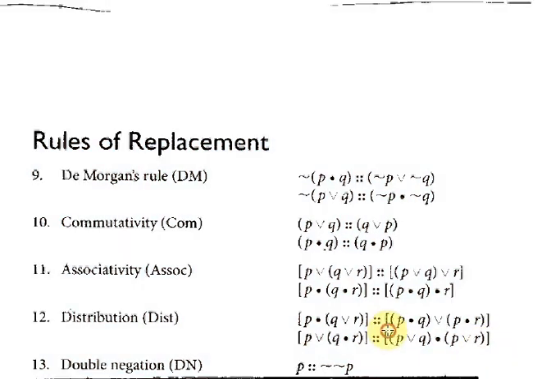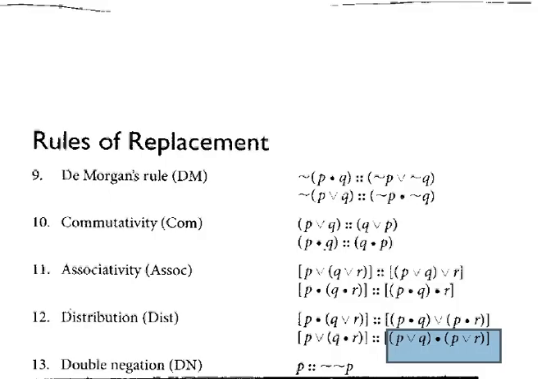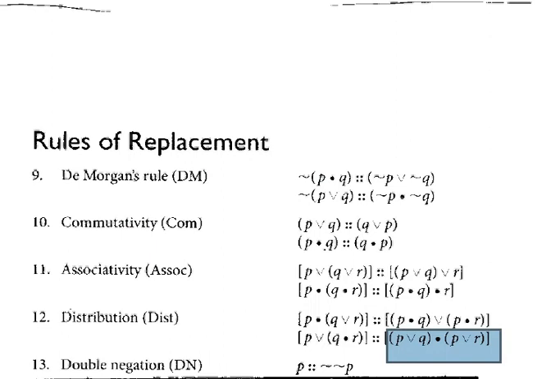Let me highlight that a little bit better. There we go. This is what we get when we distribute it. Okay, well, remember that our P is our J, I mean, our Q is our K. So for the first part here, we should have J. Our J is our P.